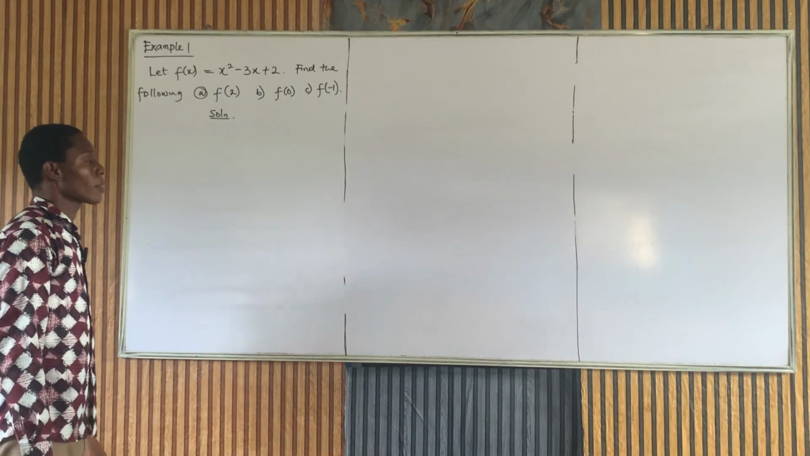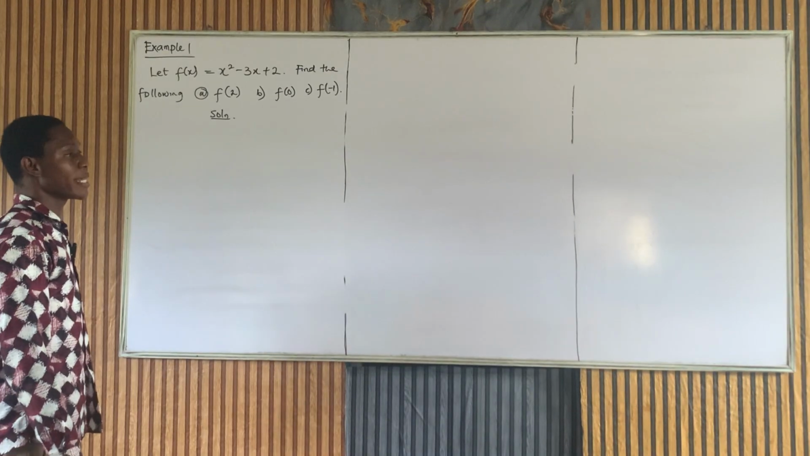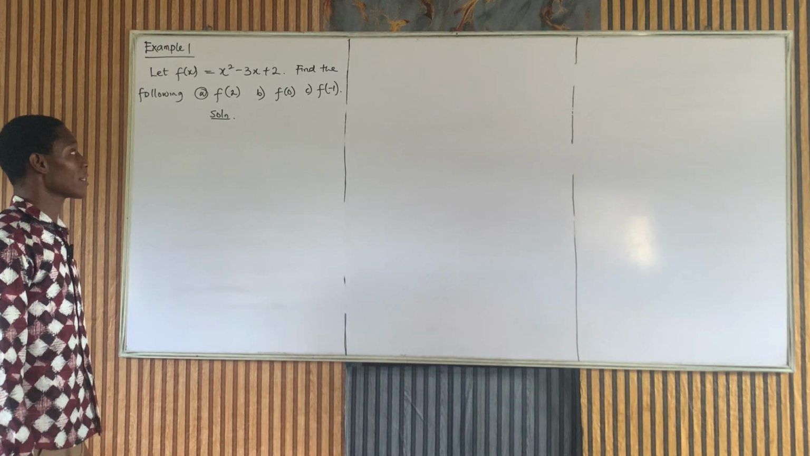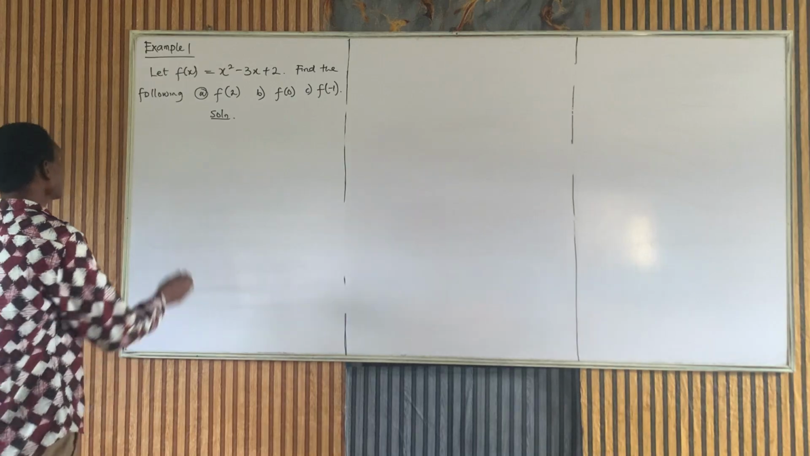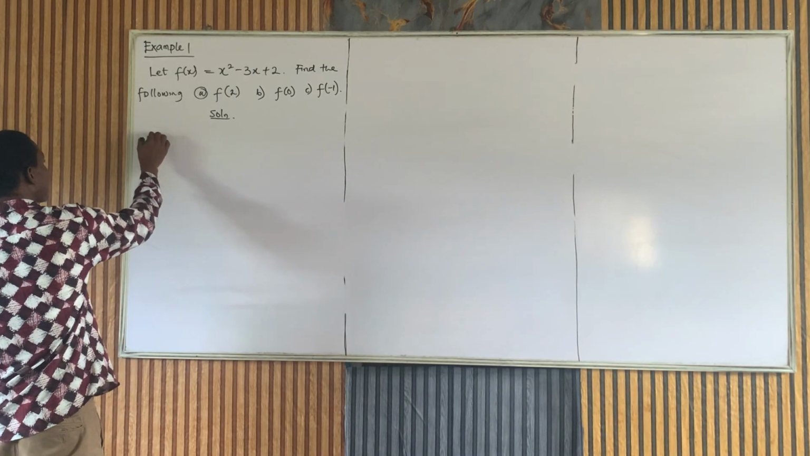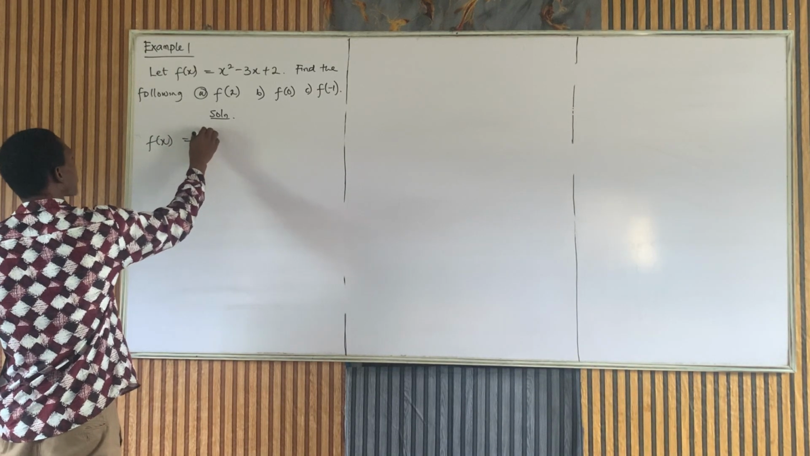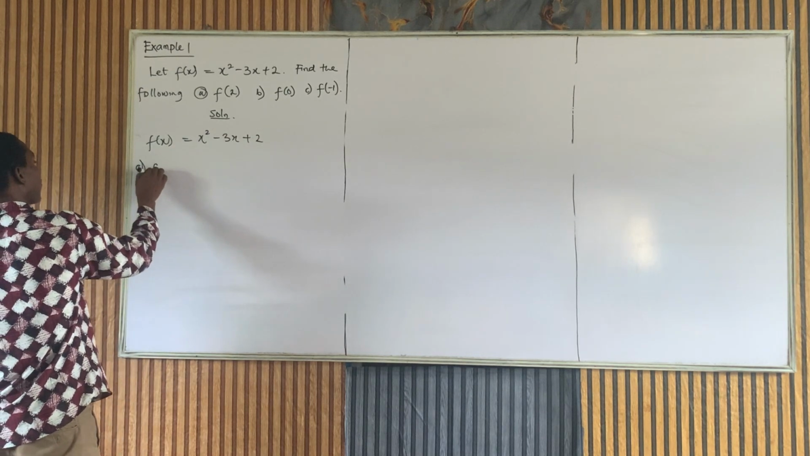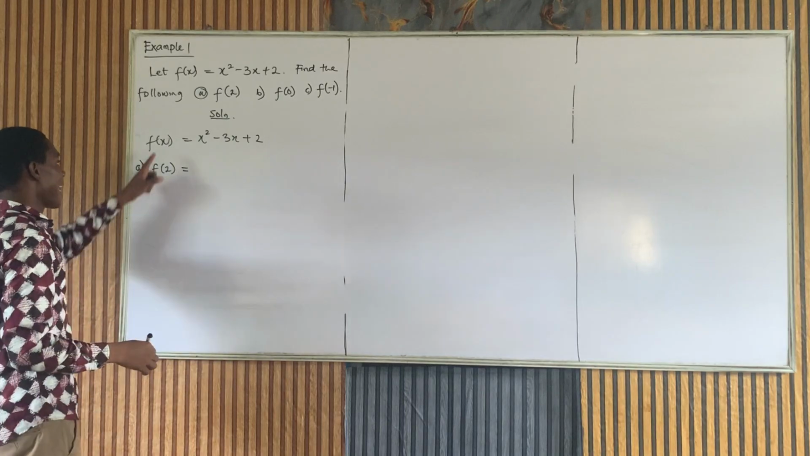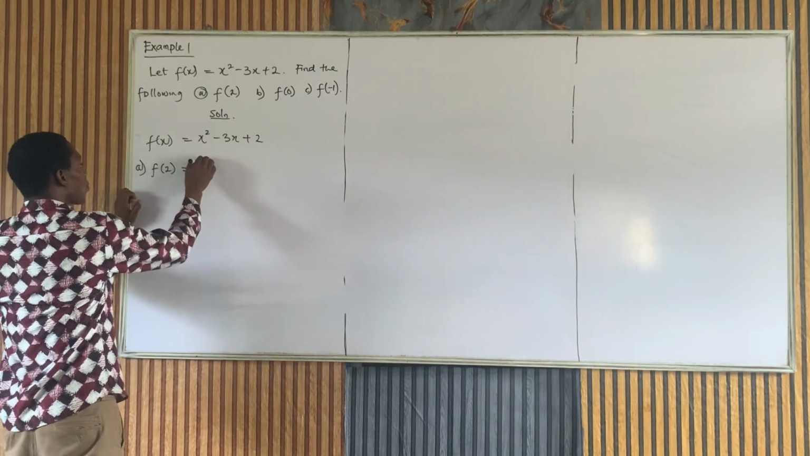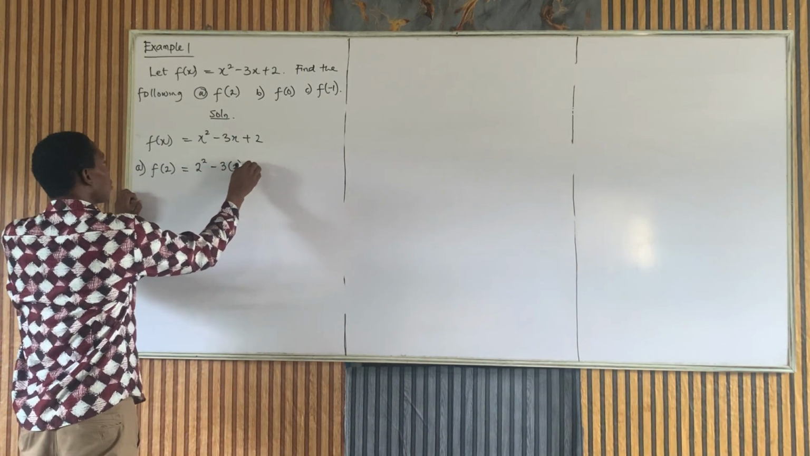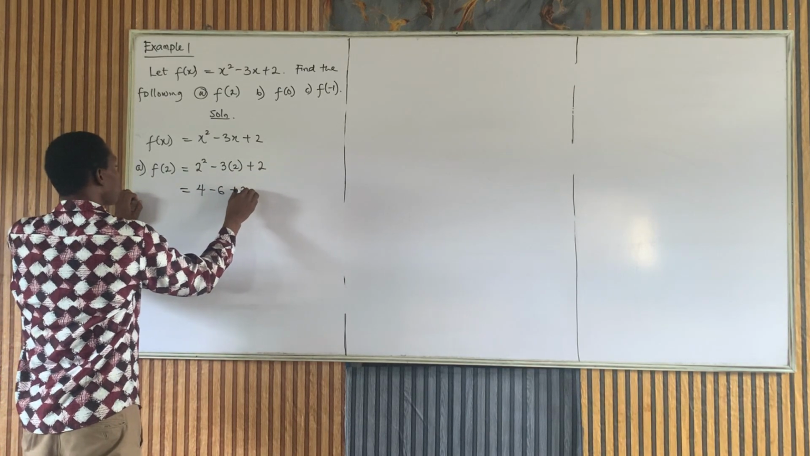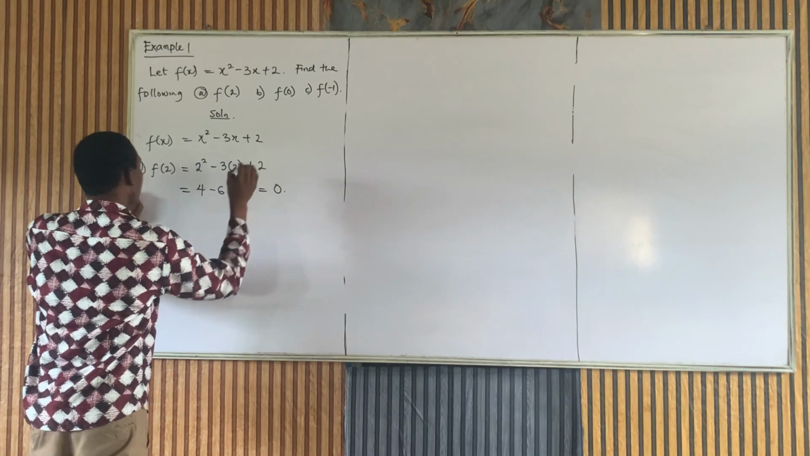Example 1. Let f of x be x squared minus 3x plus 2. Find the following. A, f of 2, b, f of 0, c, f of minus 1. Let's take the first one now. Well, first of all, we are told that f of x is equal to x squared minus 3x plus 2. So the first one, A, we are looking at f of 2. F of 2 means put x as 2. That will be 2 squared minus 3 into 2 plus 2. This will give us 4 minus 6 plus 2. And that will give us 0.